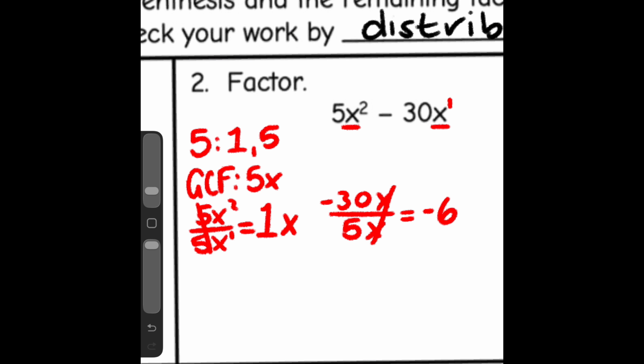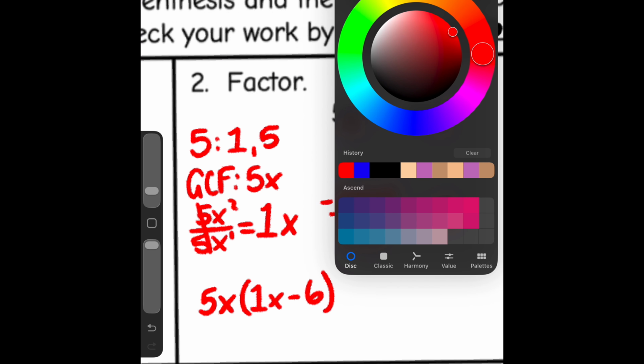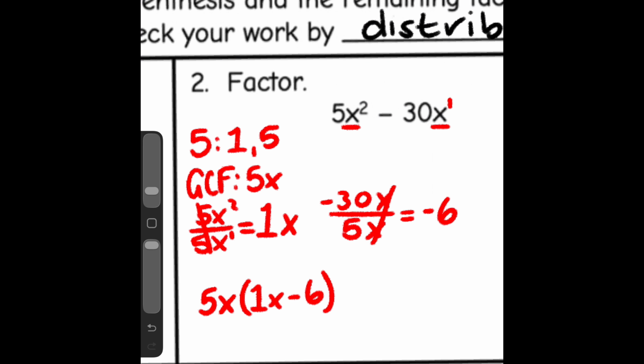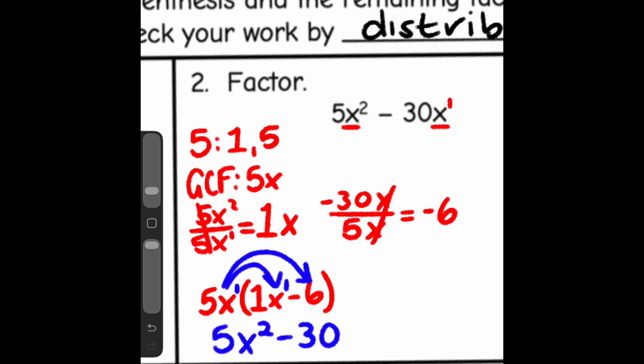So I'm going to set it up now. 5x is going to go on the outside of the parentheses. I'm going to write a parentheses, and you can put 1x or x. I'm going to put 1x just so we remember. And then minus 6. Let's go ahead and check our work. Let's get our blue back out. So 5x times 1x is 5x squared. Remember, we add those variables, and they're both 1, so we get 2. 5x times negative 6 is negative 30x. Is that what we started with? It sure is. So that means that that answer is correct.